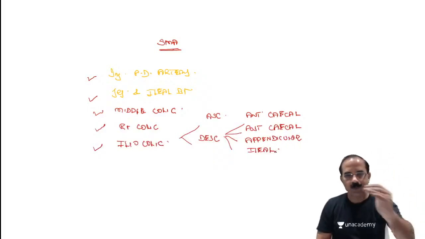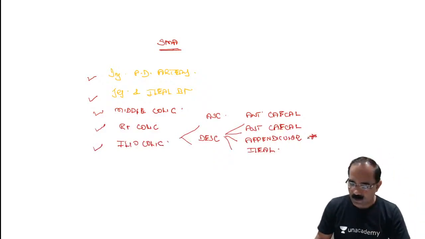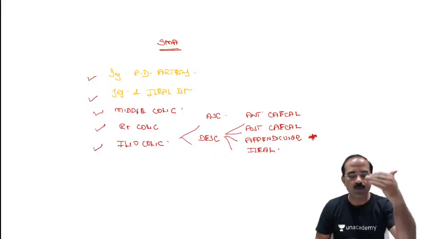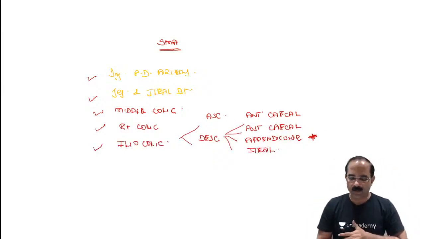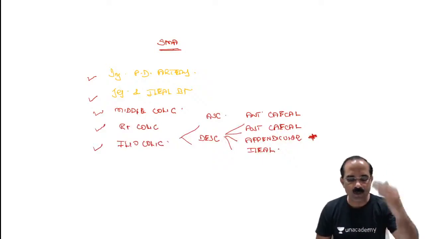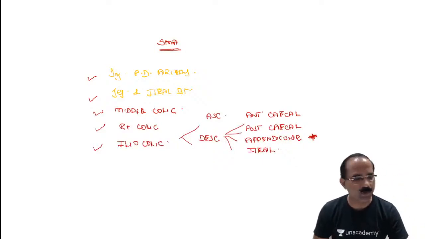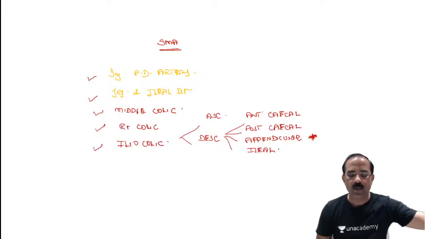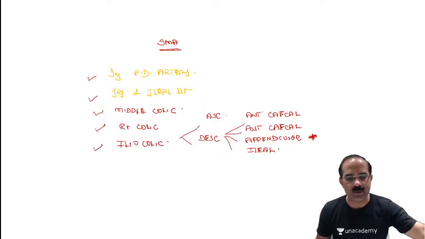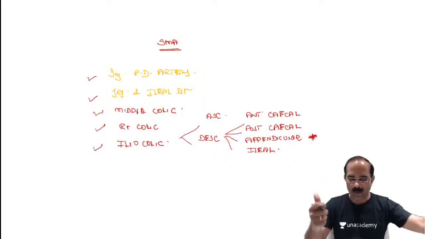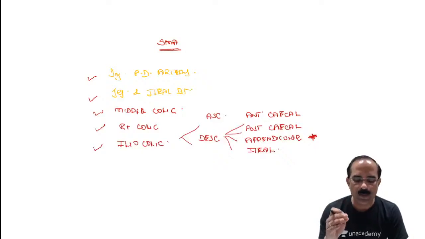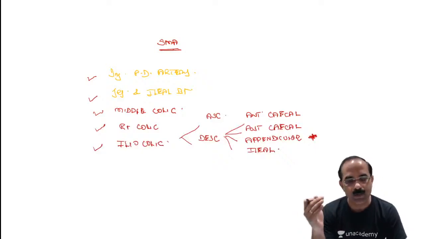So what is very important here is appendicular artery. Students, appendicular artery is a branch of what? Appendicular artery is a branch of the descending branch of ileocolic. So these are the branches of superior mesenteric. Clear to all of you? Inferior pancreaticoduodenal, the jejunal and ileal branches, the middle colic, the right colic, the ileocolic.